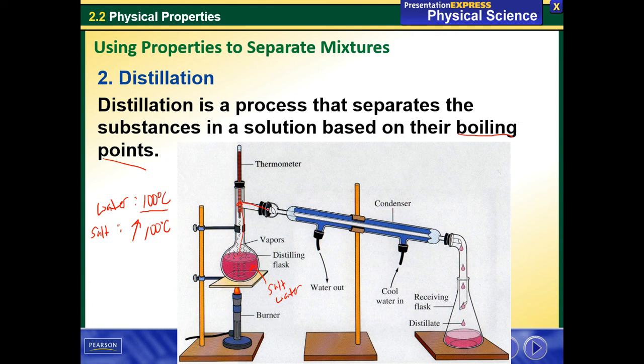Then we would take that gas and we would run it through some cool water to turn it back into a liquid and then keep it in this flask. So this is pure water, and then salt would be left behind.